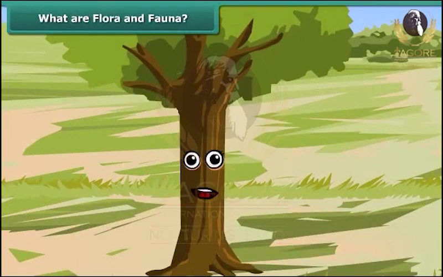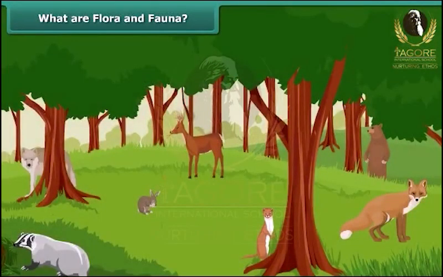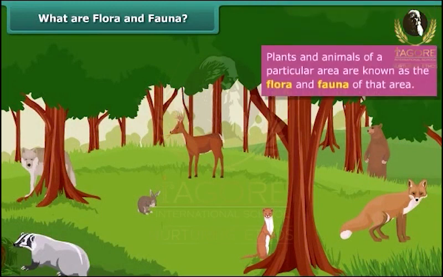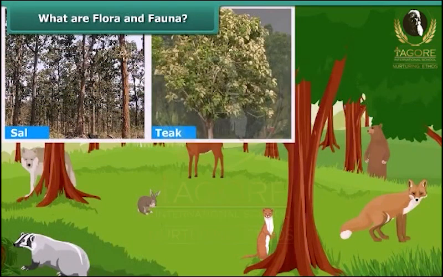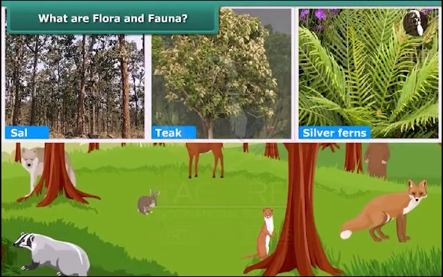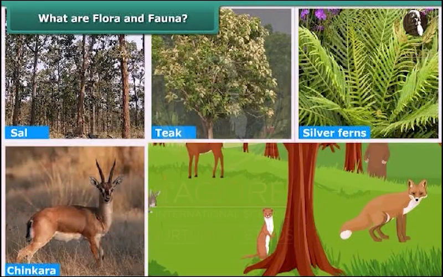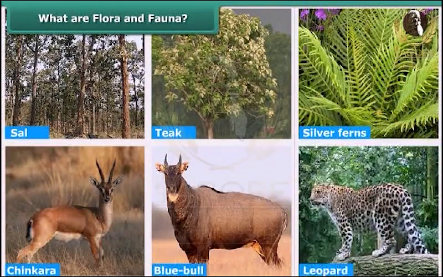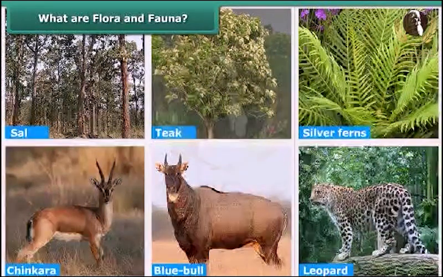Students, you must have observed that some animals and plants typically belong to a particular area. Plants and animals of a particular area are known as the flora and fauna of that area. For example, sal, teak, silver ferns, etc. are the flora, and chinkara, blue bull, leopard, etc. are the fauna of the Pachmarhi Biosphere Reserve.